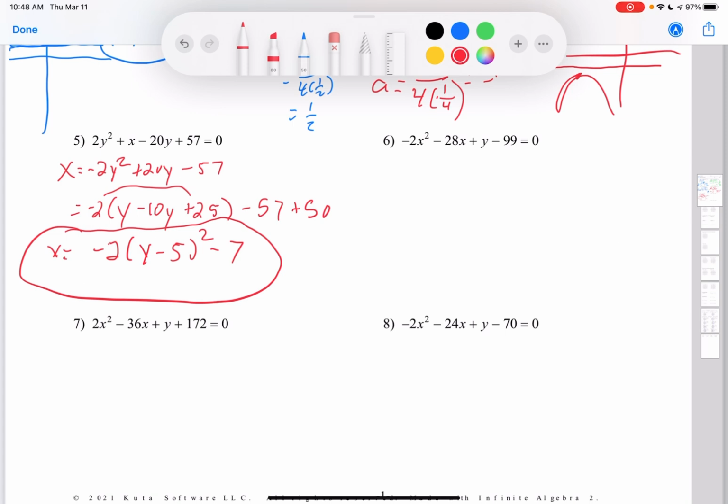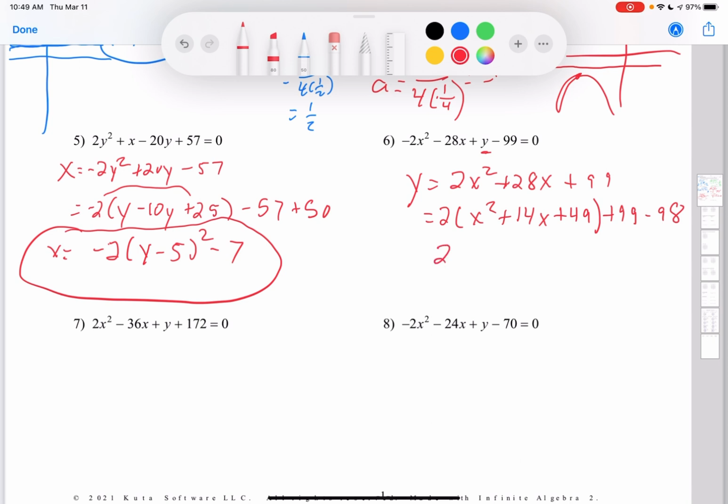Number 6 asks for the equation. We've got our single y sitting over here, so y is equal to 2x squared plus 28x plus 99. Go ahead and complete the square. So take out a 2. That leaves me with x squared plus 14x. Half of 14 is 7. 7 squared is 49. So we're going to go plus 49. And then we've got the plus 99. And we added 98, so we have to subtract 98.